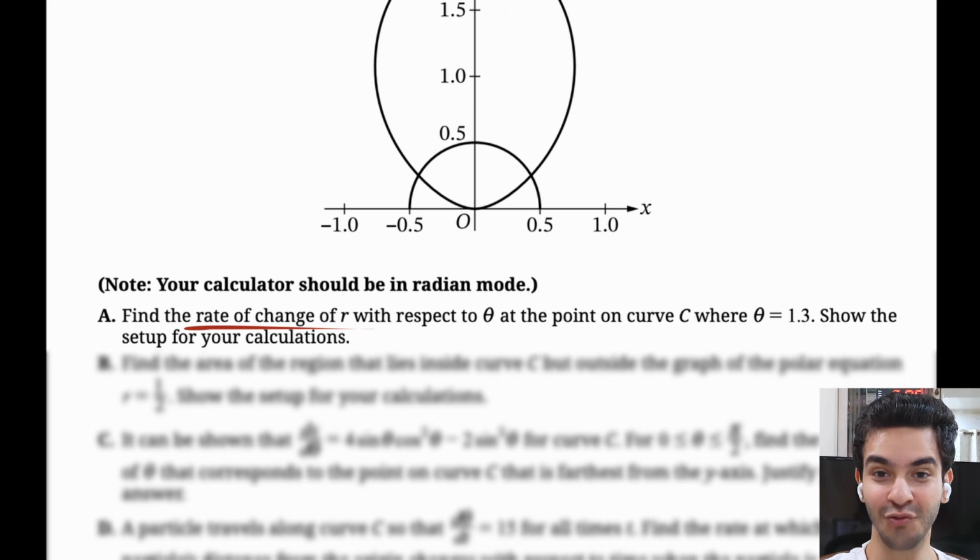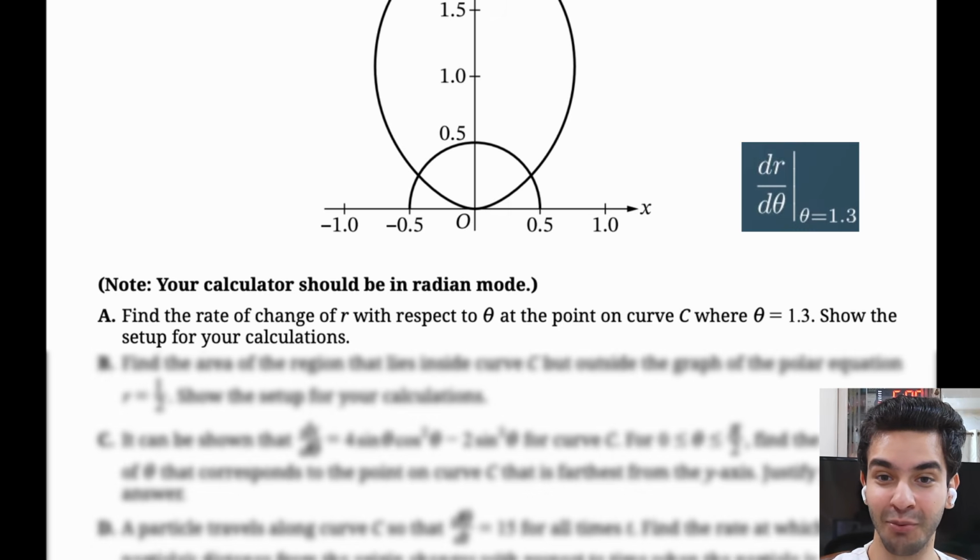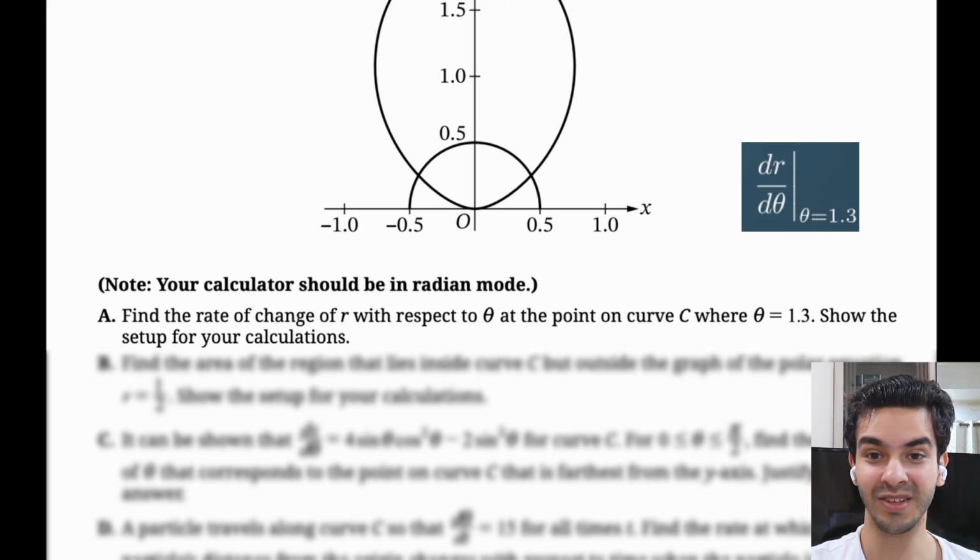Okay, so we need to find the rate of change. And in a calculus course, if you hear rate of change, 9 times out of 10, they want you to calculate a derivative. In this case, we need to find the rate of change of r with respect to theta. So we need to find dr by d theta at the point where theta equals 1.3. This question is in the calculator portion of the exam, so let's just head into Desmos.